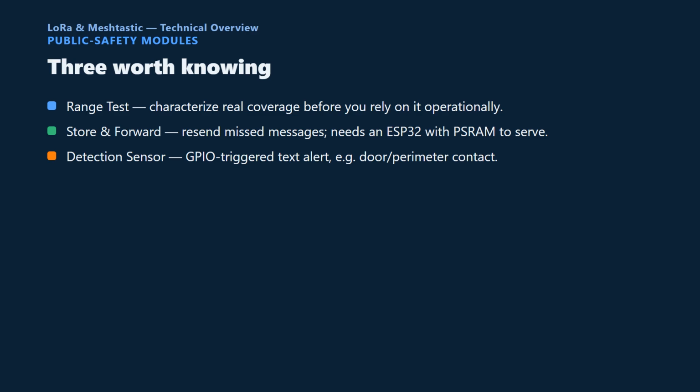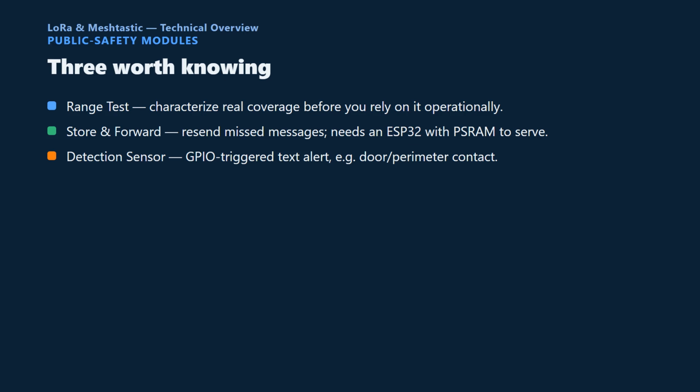A few modules that matter specifically for public safety work. Range test. One fixed node sends sequential packets every 30 to 60 seconds. A mobile node logs each received packet with its own GPS position to a CSV file, useful for characterizing real coverage before you rely on it operationally. Store and forward. A client that stepped out of range briefly can request missed messages be resent, but only an ESP32 device with onboard PSRAM can act as the server, because history storage needs the extra memory.